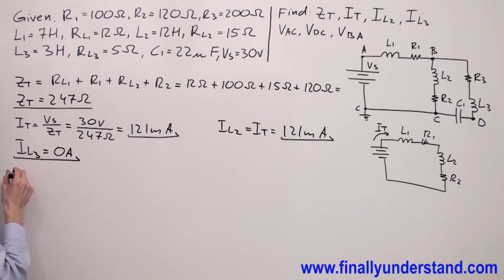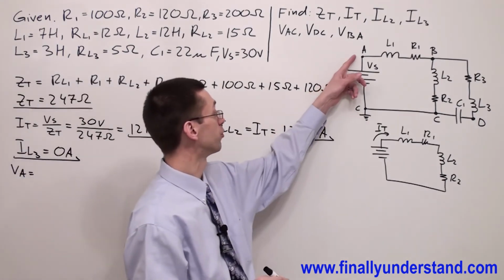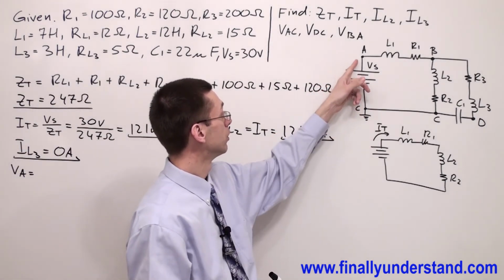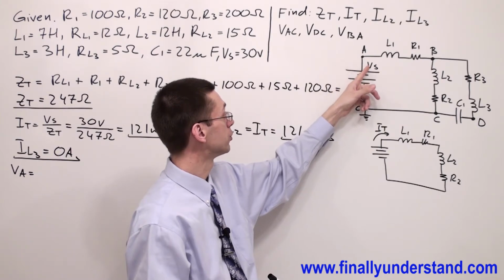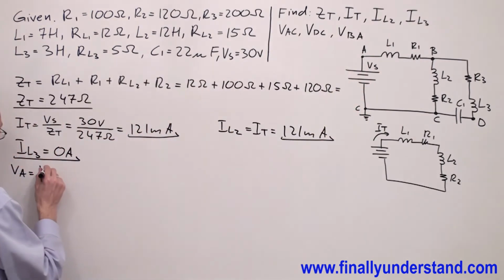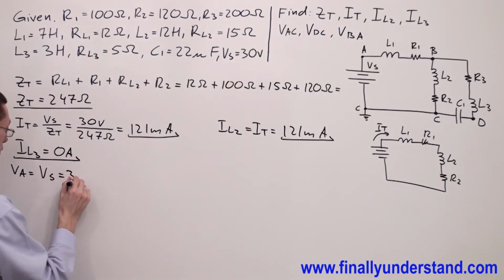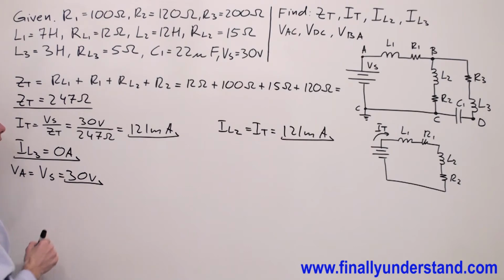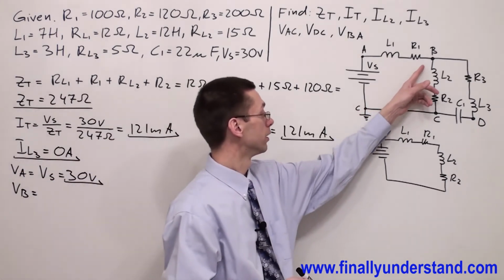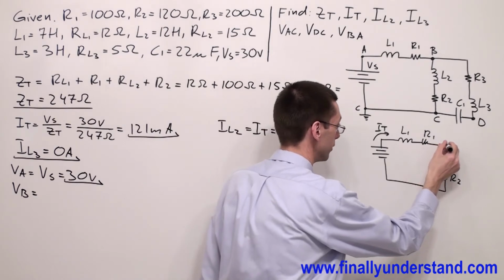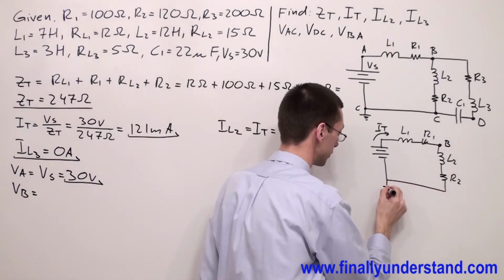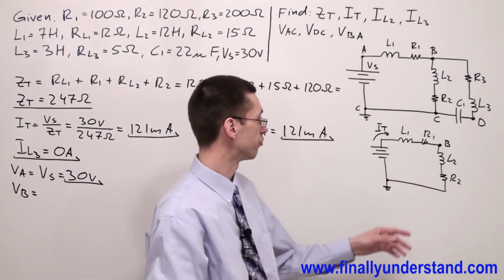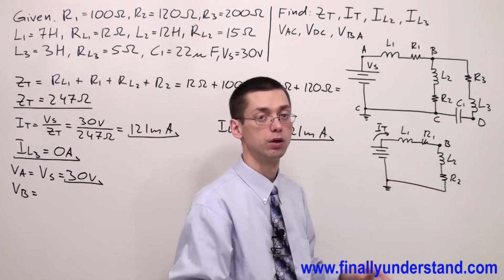We're supposed to find VA first. VA is the voltage between this point and ground. One more time: as I said, VA is equal to the voltage source, and is equal to 30 volts. Next, in order to find voltage VB, the voltage at point B, this is my point B, and this is my ground. I'm supposed to find the voltage across these two components.